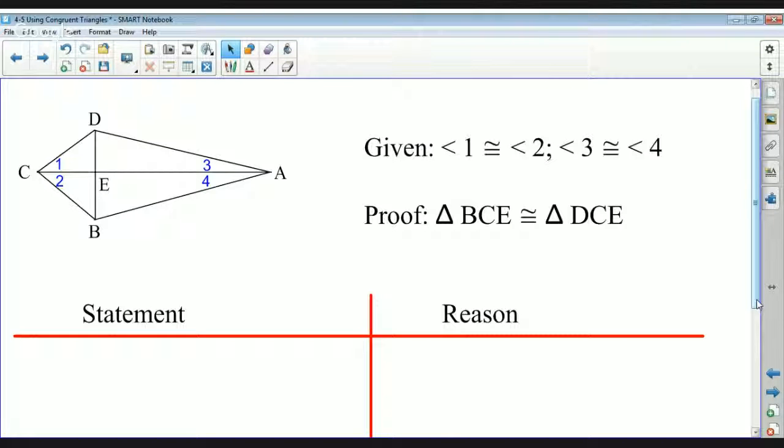We will not be able to do this right away. Instead, what we're going to have to do is prove the big triangles are congruent, and then we'll be able to prove that the small triangles on the left are then also congruent. So let's begin our proof.